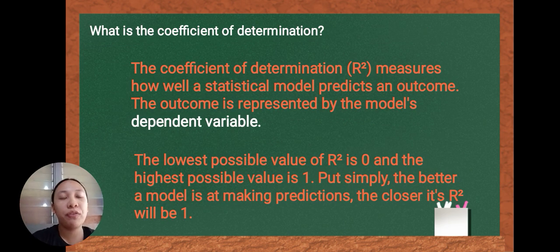What is the coefficient of determination? The coefficient of determination, or R squared, measures how well a statistical model predicts an outcome. The outcome is represented by the model's dependent variable. The lowest possible value of R squared is 0, and the highest possible value is 1. Put simply, the better a model is at making predictions, the closer its R squared will be to 1.